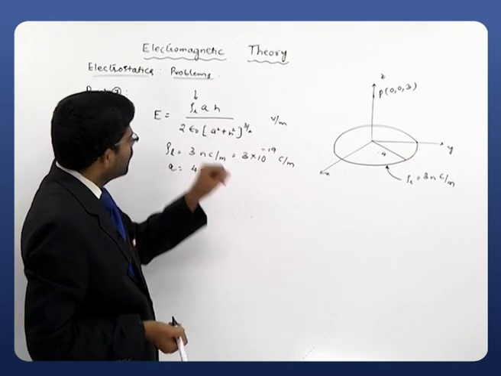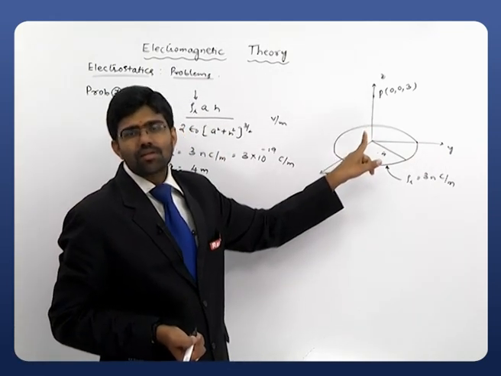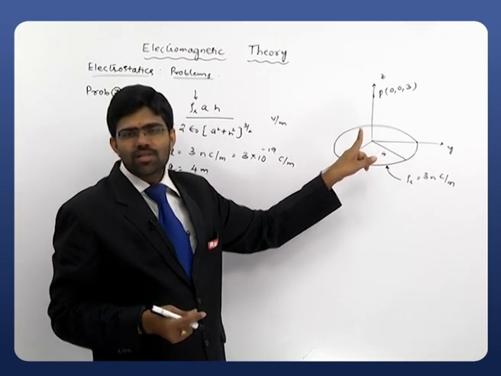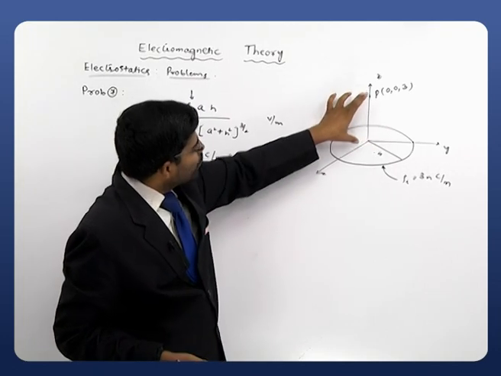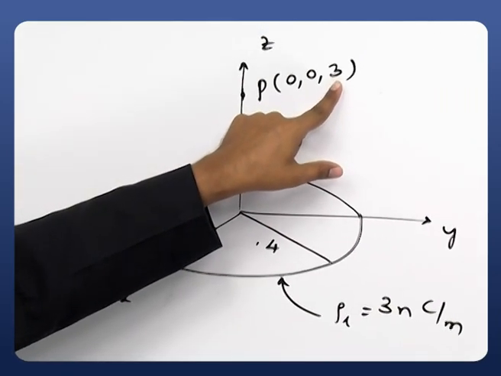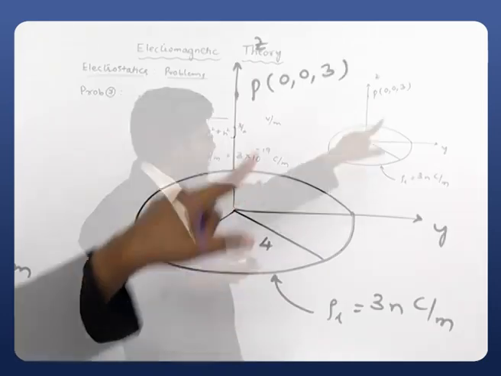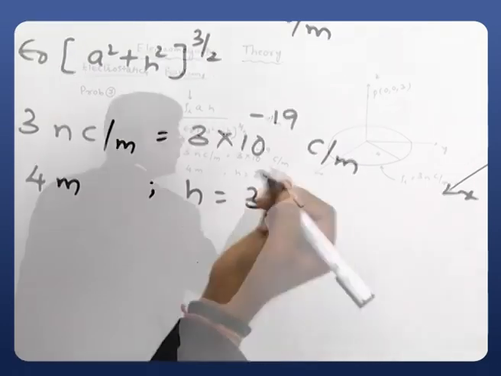Next, h. h is nothing but the height where we are calculating the electric field intensity along the z axis in that particular derivation. Here fortunately that also coincides. Along the axis, at which height we are calculating the electric field intensity: at 3, that is, at a height of 3 we are calculating the electric field intensity. Therefore h can be simply replaced with 3 meter.